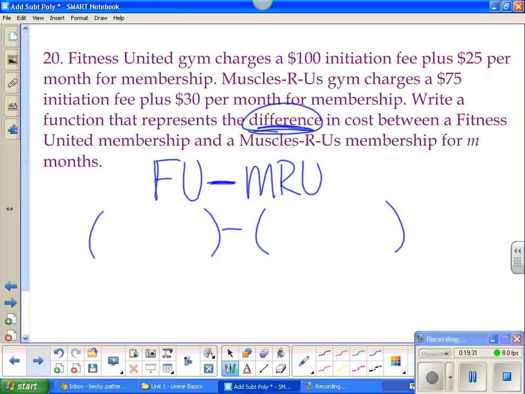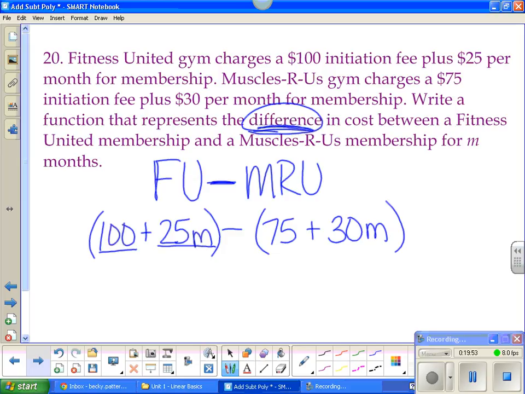So let's see, Fitness United charges a $100 initiation fee plus $25 per month. Muscles R Us only charges $75 for your initiation fee, but they're going to charge you $30 per month. So there are my two equations, and it wants me to find the difference. Okay, well, think back to about 15 minutes ago when we talked about this minus in between here. Change it to a plus, and change the sign of everything in the parentheses that follows it.